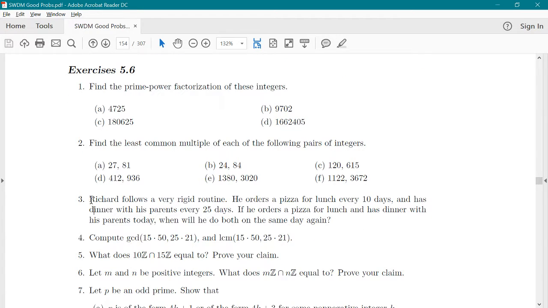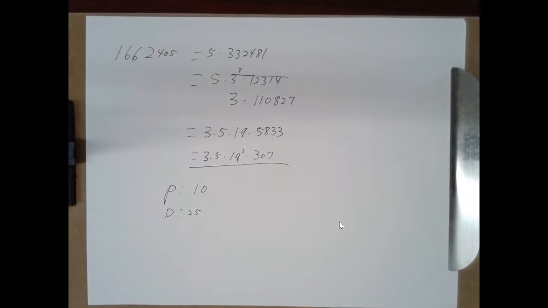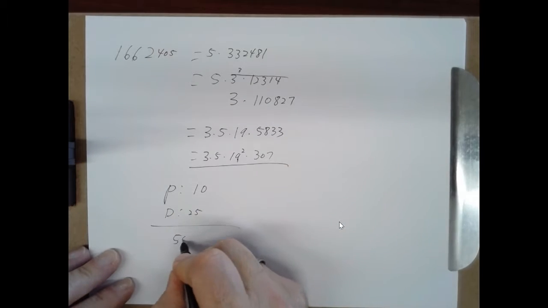This is a fun question. Richard orders a pizza every 10 days and has dinner with his parents every 25 days. If he has pizza for lunch and dinner with his parents today, when will he do the same again? So how often does he end up having a pizza and dinner with his parents on the same day? So pizza every 10 days, dinner every 25, and Jeff said every 50.